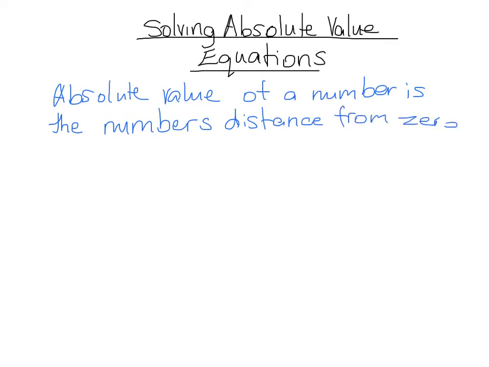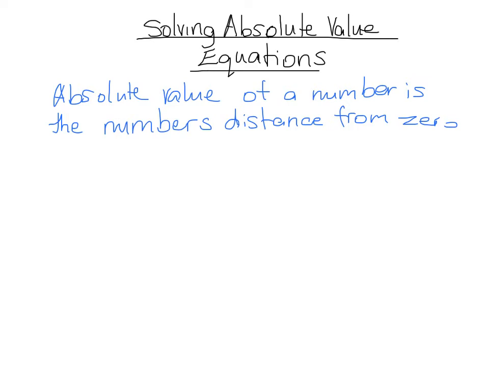Alright, so for example, the number 9, how far is that from 0? If you said 9, that's correct. How about the number negative 9? How far is negative 9 from 0? If you said 9, that's also correct. So the point is that absolute value really is just how far that number is from 0.